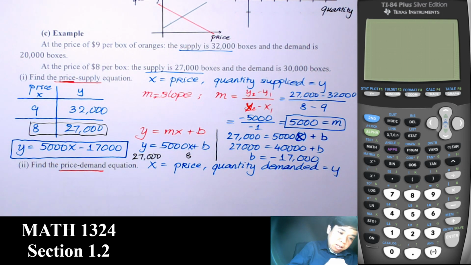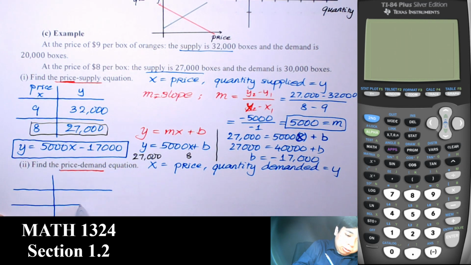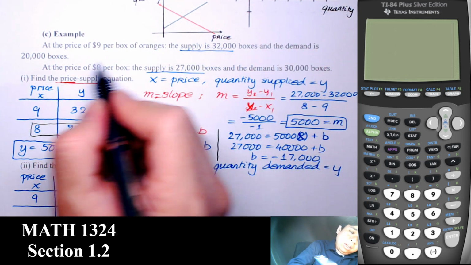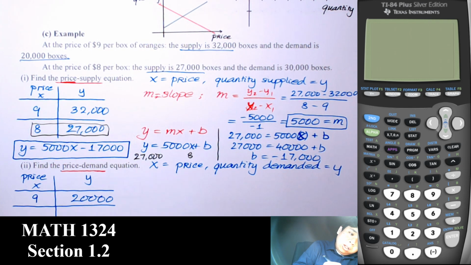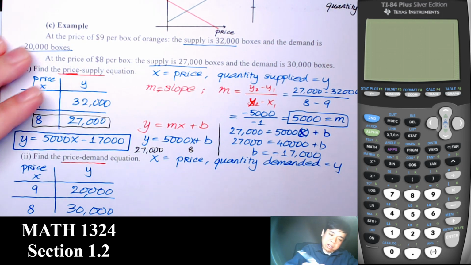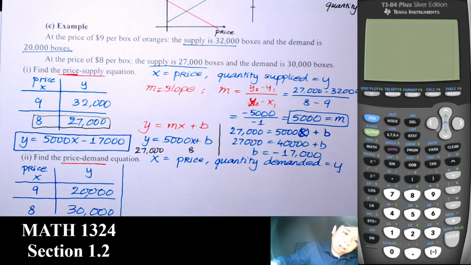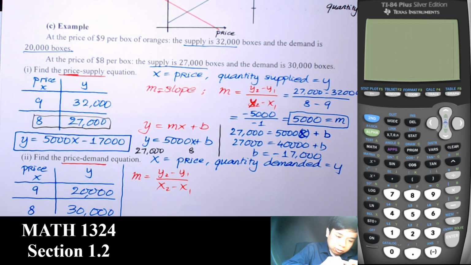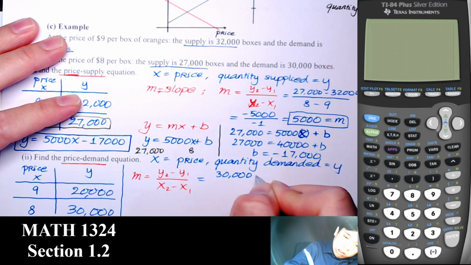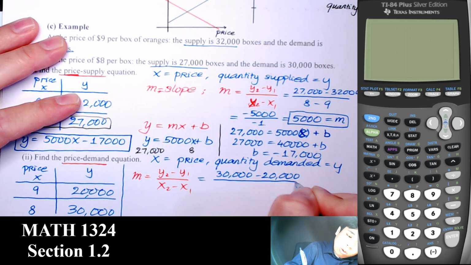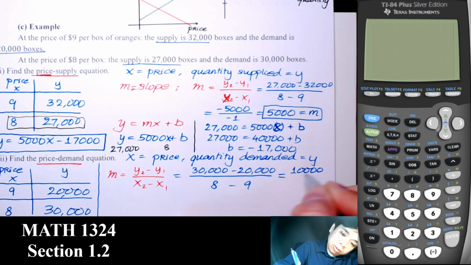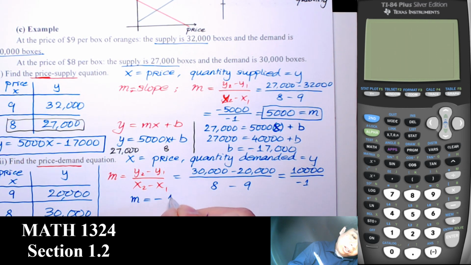Now we do the price and demand. The demand will be 20,000 when it's $9. But when it's $8, people will be a lot more willing to buy. Right. So we still do the same thing. Slope: Y2 minus Y1 over X2 minus X1. So that gives us 10,000 over negative 1. So m is equal to negative 10,000.